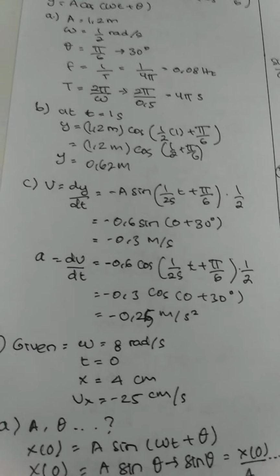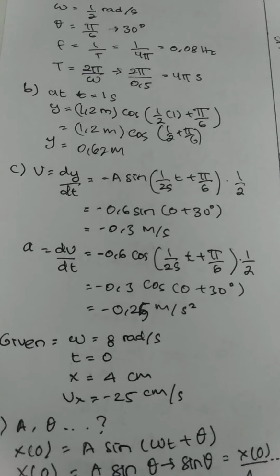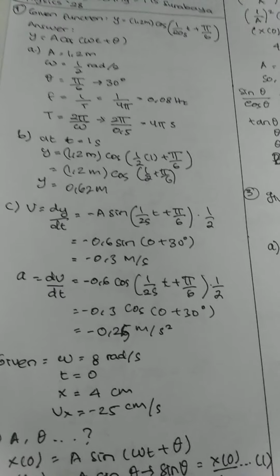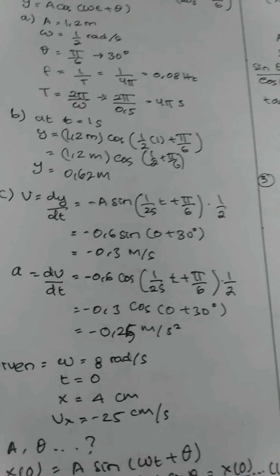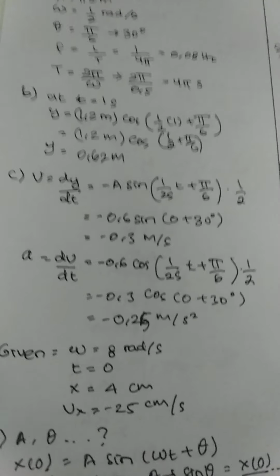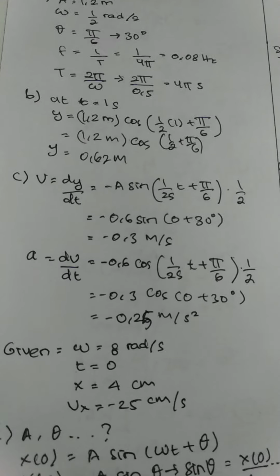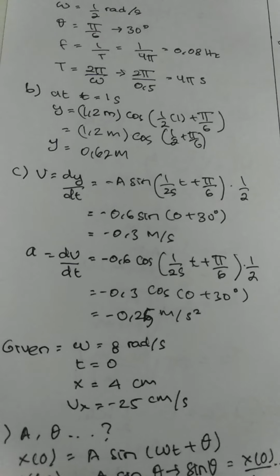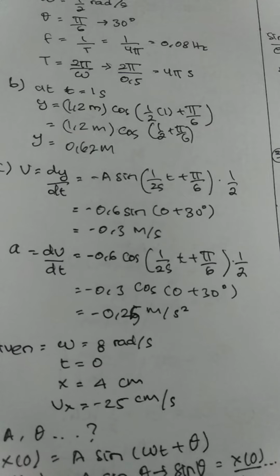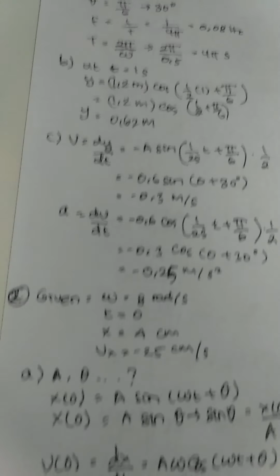The next question: find the velocity and acceleration as a function of time t. In this case, we must take the first derivative of the function y. So we got the result, minus 0.3 meter per second, and a equals dv per dt. So the result is minus 0.25 meter per second.